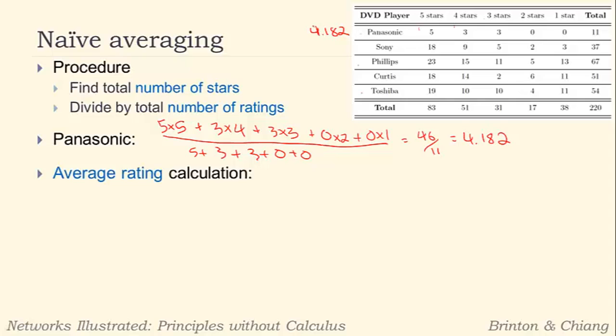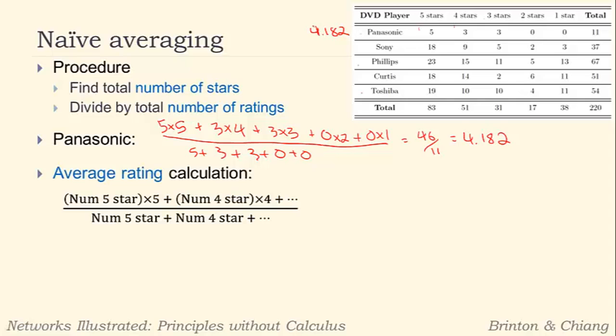The average rating calculation, to generalize and write it out, is: we take the number of 5 stars times 5, plus the number of 4 stars times 4, plus the number of 3 stars times 3, plus all the way down to the end. And we divide it by the total number of ratings, which is the number of 5 stars plus the number of 4 stars plus the number of 3 stars, and so forth. So we can go through and do this for the rest of the DVD players.